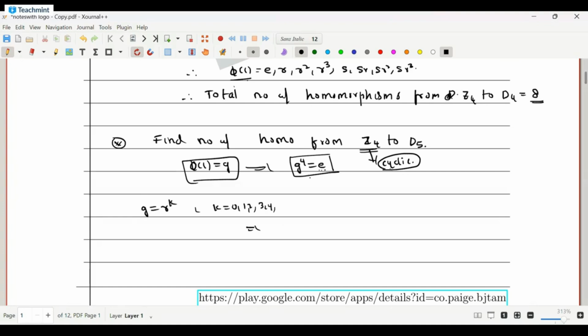సో ఏం కావాలి మనకి? G power 4 is equal to E. That means where G is equal to R power K. So R power K whole power 4 is equal to E. So which implies R power 4K is equal to identity, sir. ఎప్పుడు అవుతుంది? మనకి ఇక్కడ ఏంది? R power 5 is equal to identity, sir. D5 కాబట్టి.